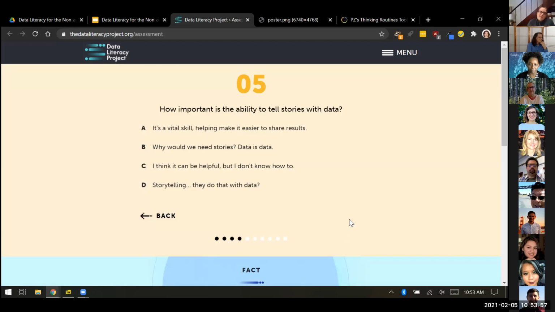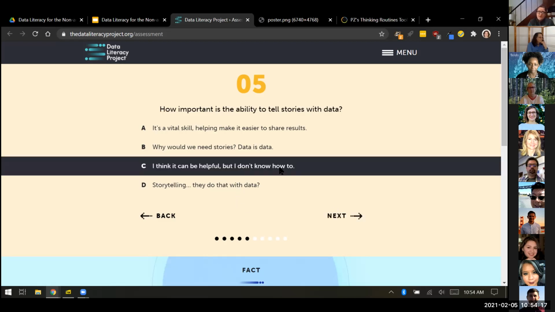Question 5. How important is the ability to tell stories with data? A, it's a vital skill, it makes it easier to share results. B, why would we need to share? Why would we need stories? Data is data. C, I think it can be helpful, but I don't know how to. And D, storytelling, they do that with data. I'm going to choose C.